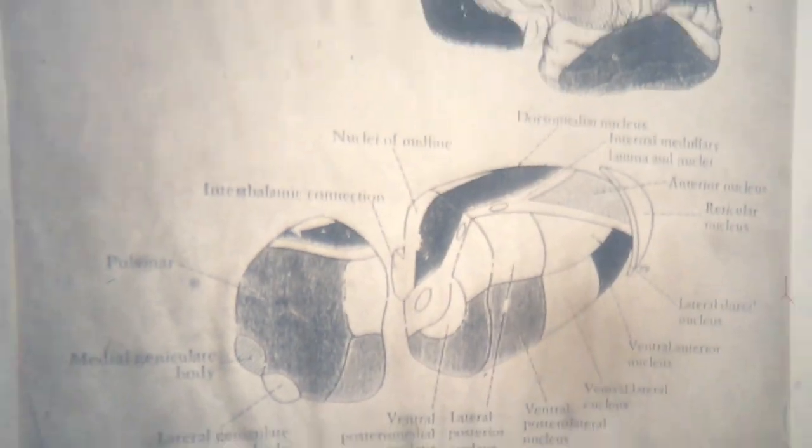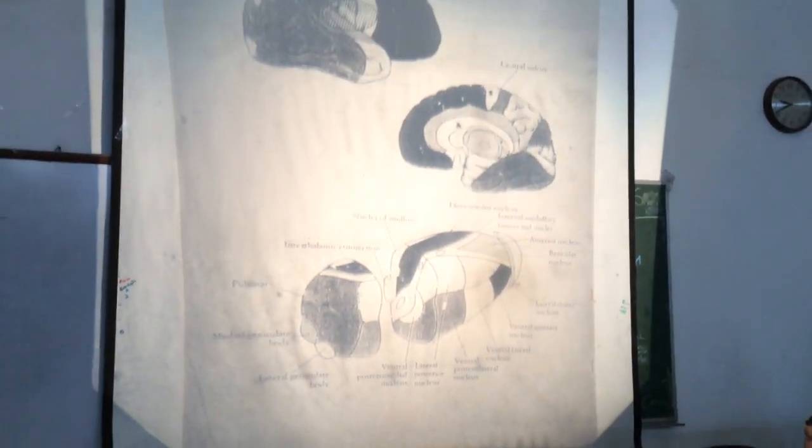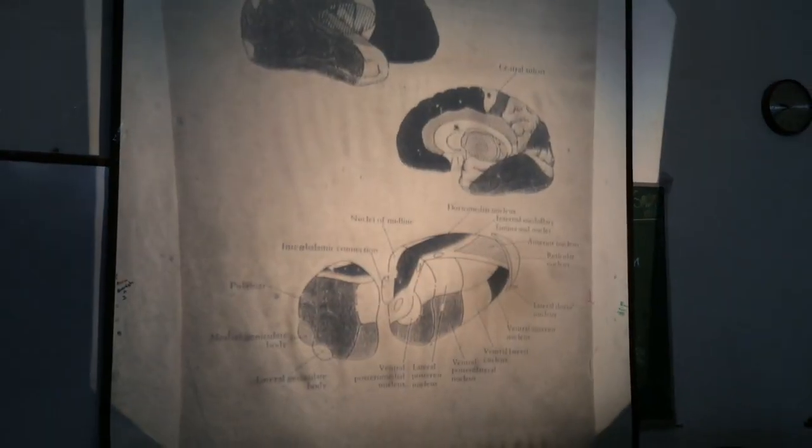Today we discuss the thalamus. Thalamus is the major portion of the diencephalon. Thalamus on each side is an ovoid mass of grey matter.